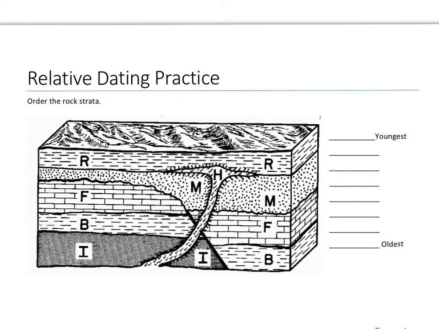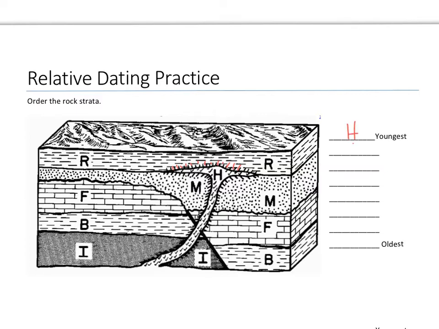However, if we look at H, we can use the law of cross-cutting relationships to see that H cuts across all of the other layers and even intrudes into R, and because we see these contact metamorphism lines around H, those lines indicate that R was present when H formed, because R was changed by the intrusion of the heat. And so stratum H is our youngest layer.